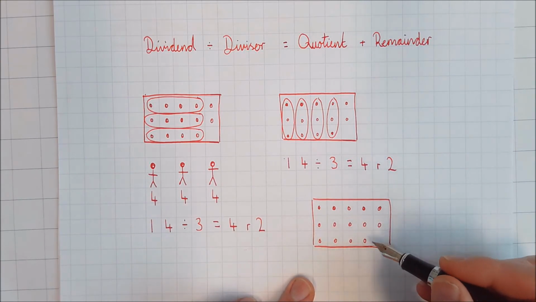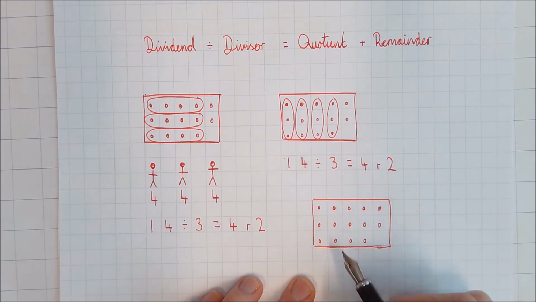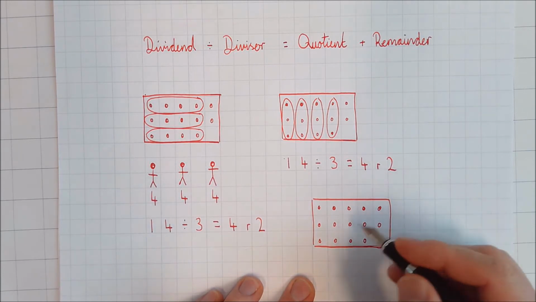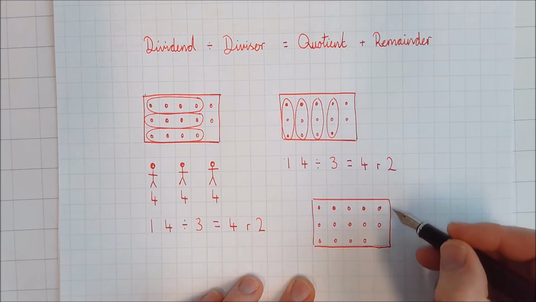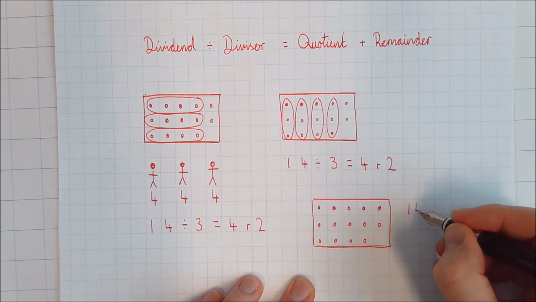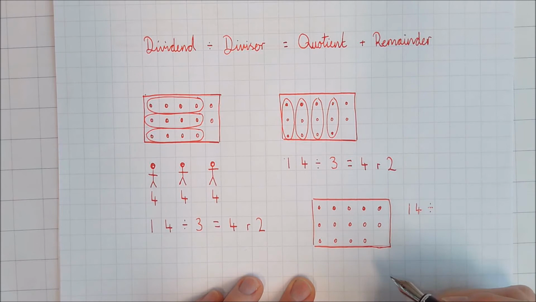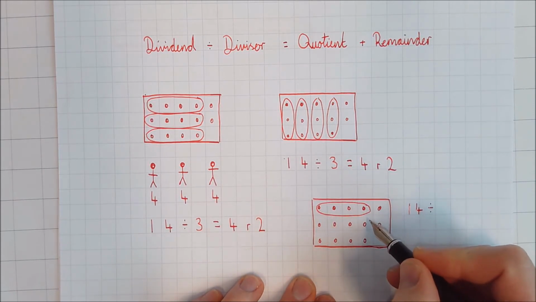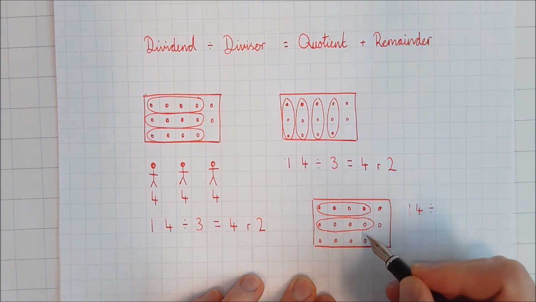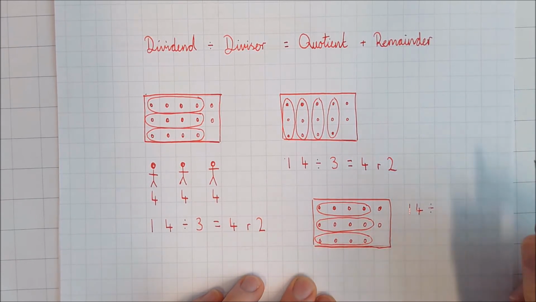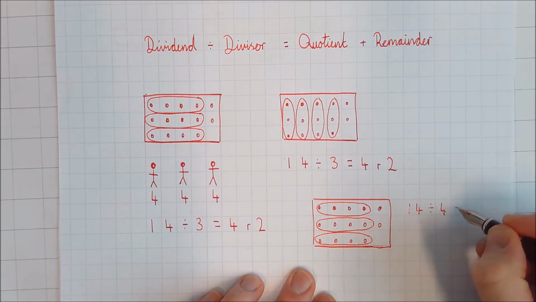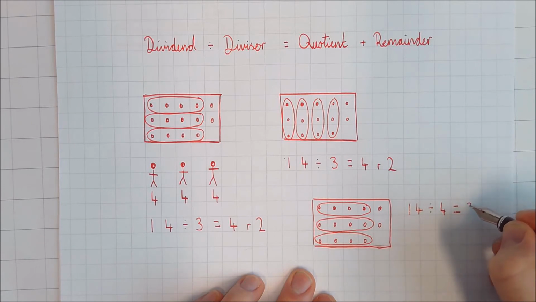Again, using the same context, I could have also said, I want to group my chocolates into groups of 4. So, my dividend is still 14. But now, I'm going to split into equal groups of 4. That's 1 group, 2 groups, 3 groups. So I have split into groups of 4. That gives me 3 groups. My remainder is 2.